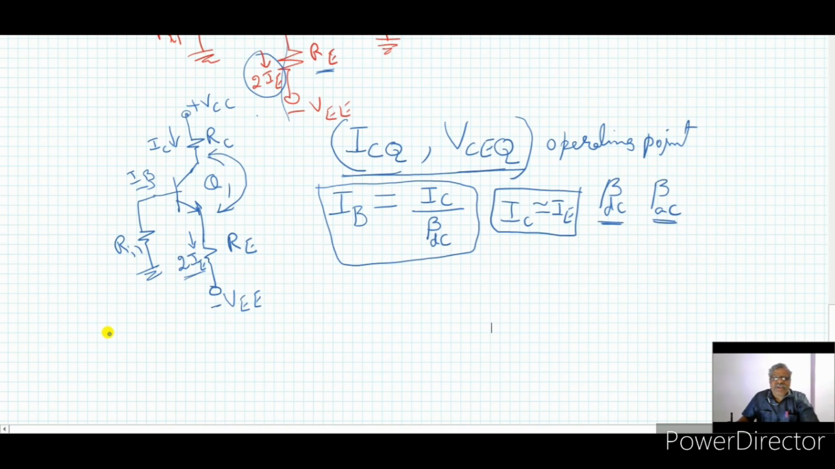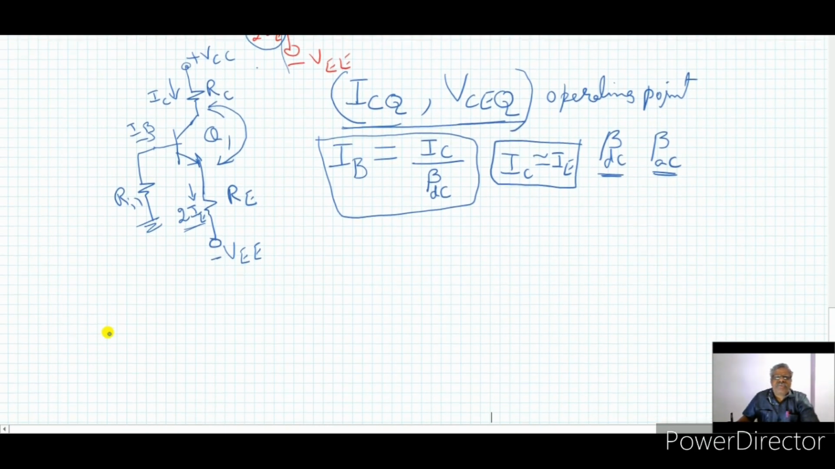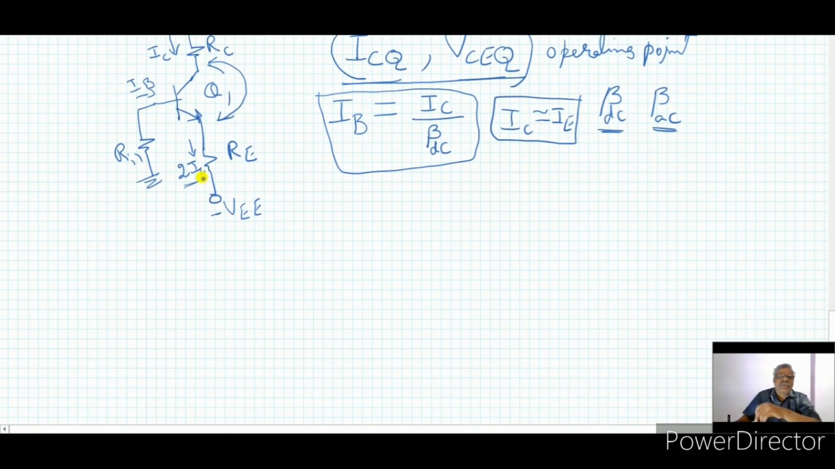First, let us find the expression for ICQ. To find that, ICQ, IC, and IE are almost equal. So we get IE in this loop. Let us write a loop equation for this base emitter circuit. So write KVL to the input loop or base emitter loop.